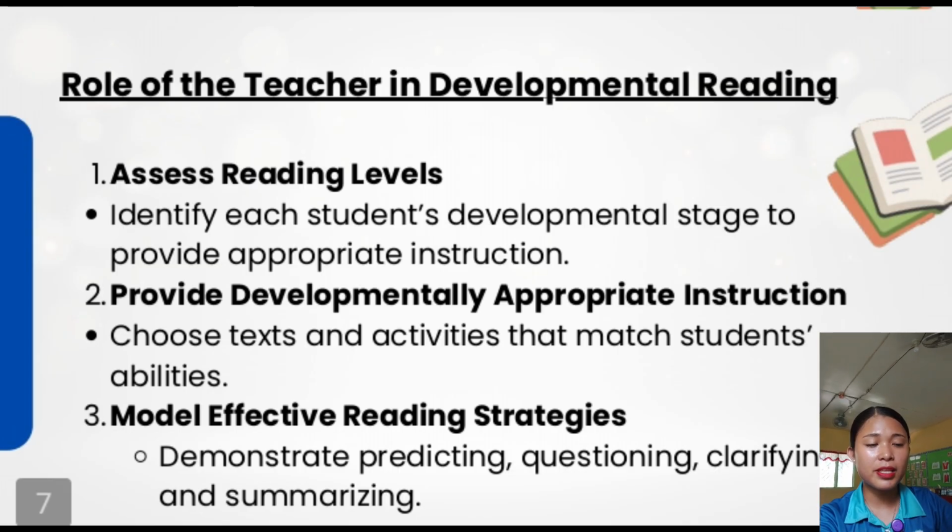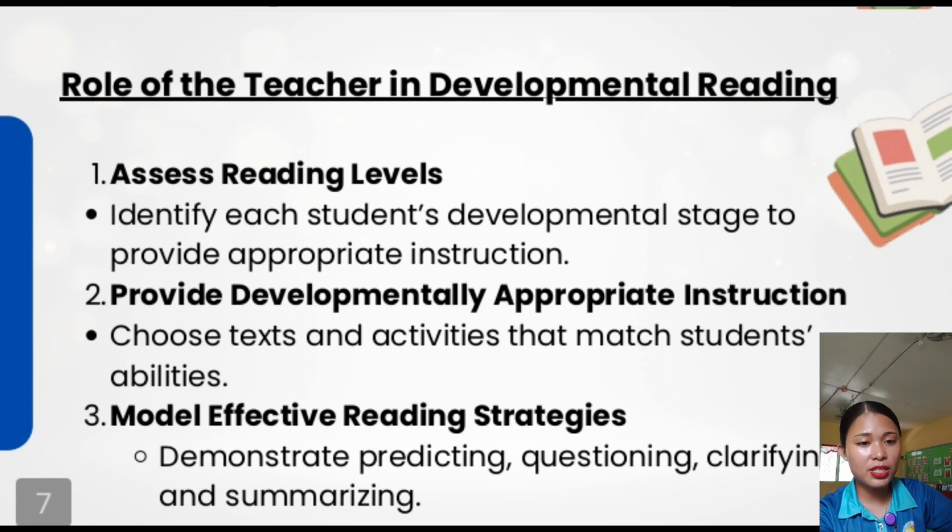Next, provide developmentally appropriate instruction. Choose texts and activities that match students' abilities. For this role, teachers select books, texts, and activities that match the students' reading abilities. For example, emergent readers get picture books and simple text, while transitional readers can handle longer and more complex stories. This ensures that every student can learn effectively and develop confidence.